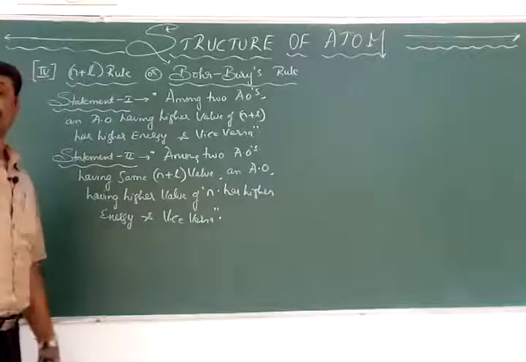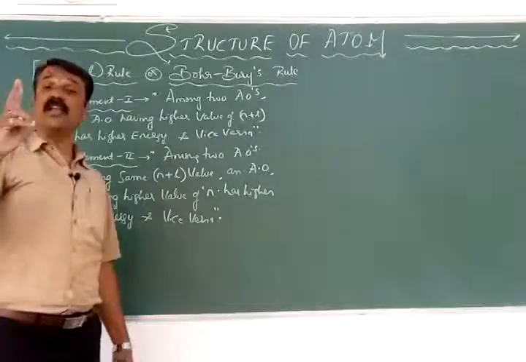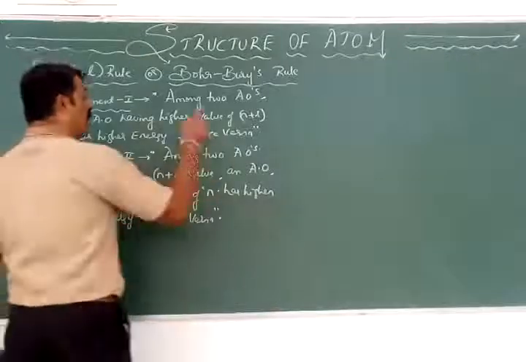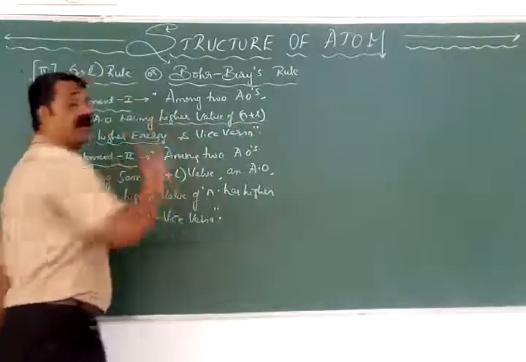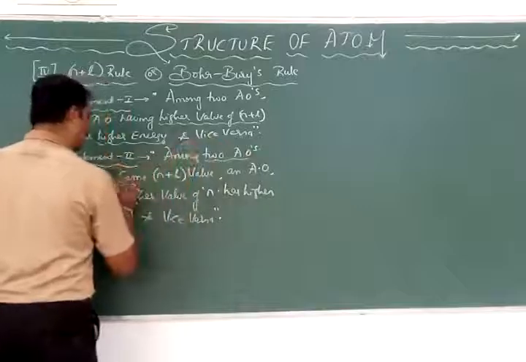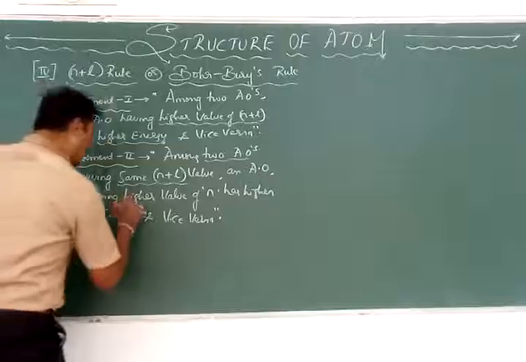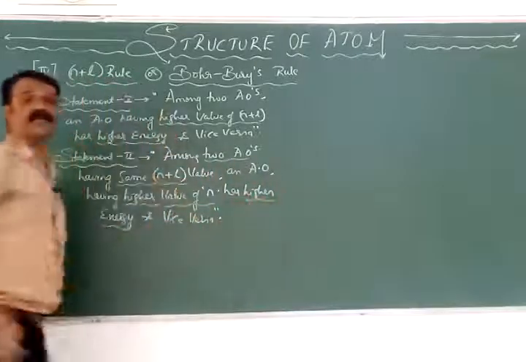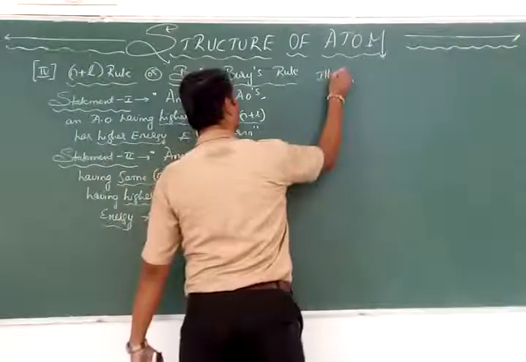So here it is very clear, just on the values of N plus L. Suppose I consider any two atomic orbitals, the atomic orbital having the higher value of N plus L will have the higher energy. Suppose the two atomic orbitals have the same N plus L value, then the one with the higher value of N will have higher energy. Okay? Let us consider our illustration.